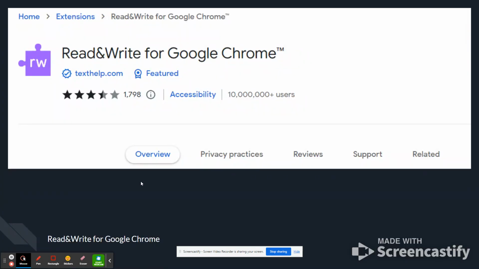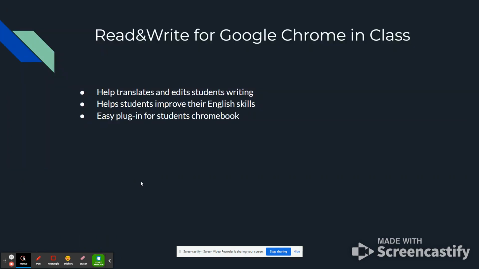Let's see. And then this tool, Read and Write for Google Chrome. Like I said, all the students are assigned Chromebooks at the beginning of the school year. And what this tool does is it helps translate and edit students' writing. This is especially good for the non-English speaking students, because one of the things that trips them up the most, especially in most other classes, is being able to write their thoughts clearly and effectively.